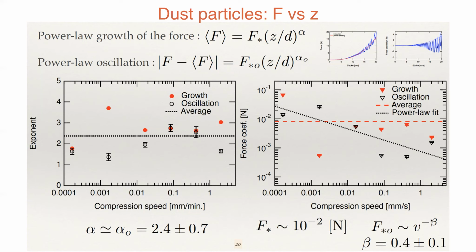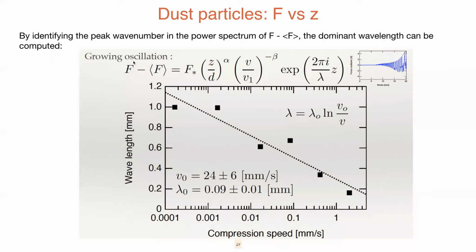So there is this dependence. So we can build this function that depends on the oscillation, the power law for the mean value, and the power law for the oscillation with this oscillatory compression. We also estimate the value of lambda, that is the wavelength of the oscillation, by analyzing the peak of the wave number in the power spectrum, as the one shown here.